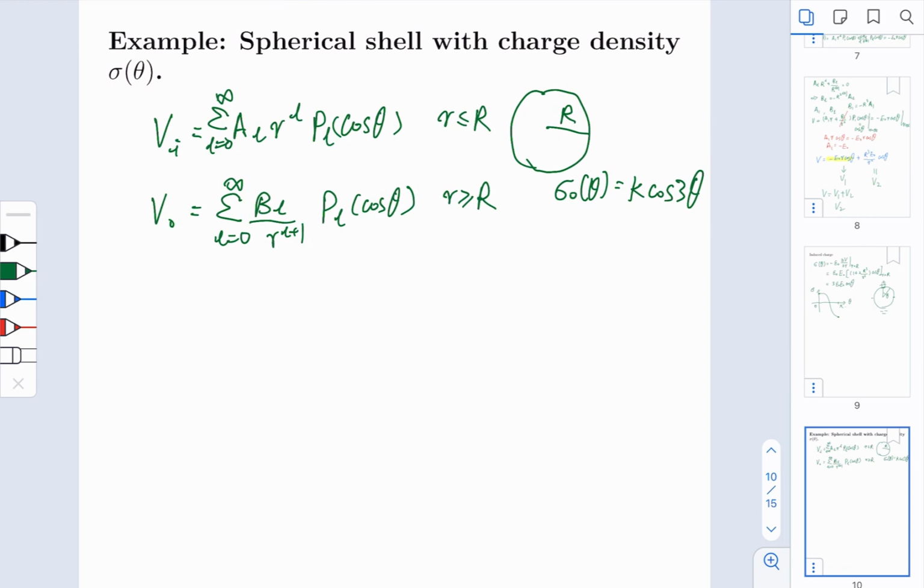And so what is still unknown is the AL or the BL. But we can somehow still relate the AL coefficient and the BL coefficient, because of two of these conditions.